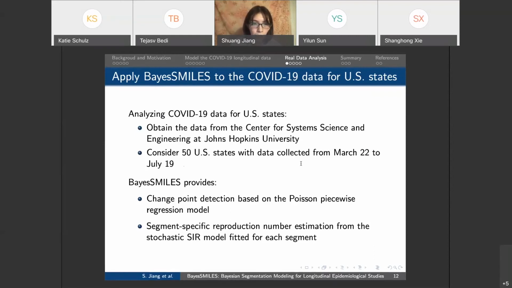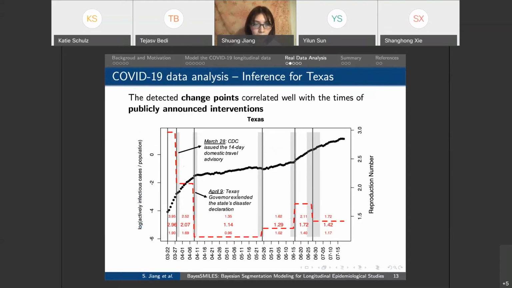Basically, when applied to the real data, Bayes-MILES aims at helping us to answer the two questions, when and how. When is reflected by the change point location, how is reflected by the segment-specific reproduction number estimation. So here we see this figure again. The change points are marked by the vertical lines, and the reproduction number is marked by the red dashed line. In our analysis, we found that not only for Texas, but several other US states we analyzed, the change points detected matched pretty well with the times of publicly announced interventions.